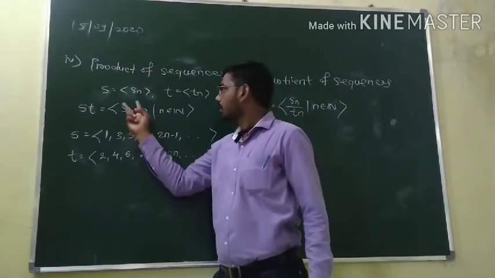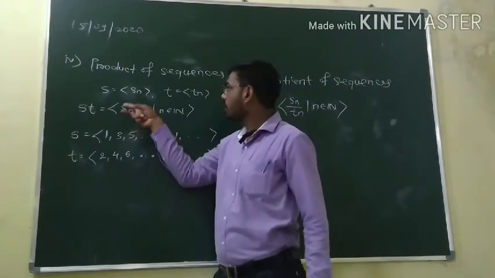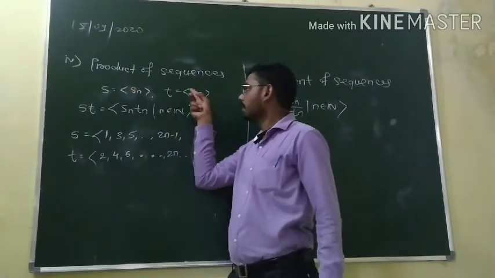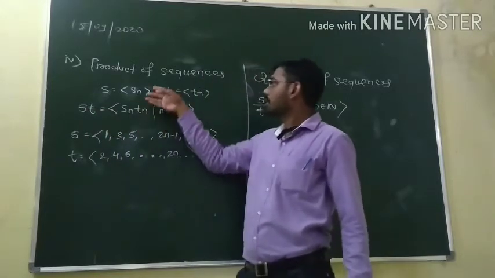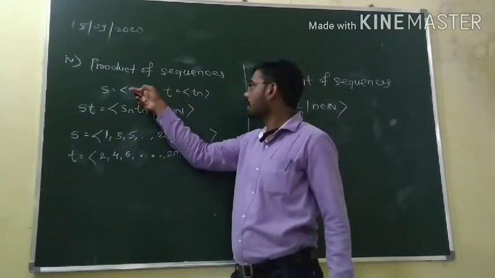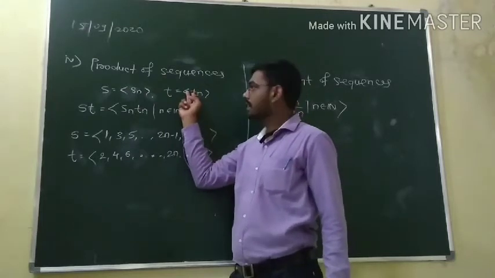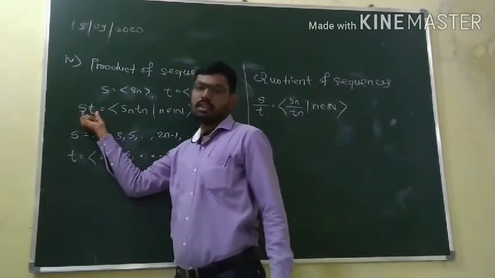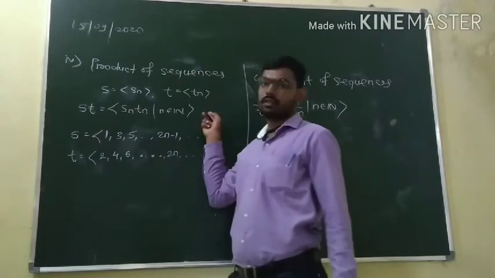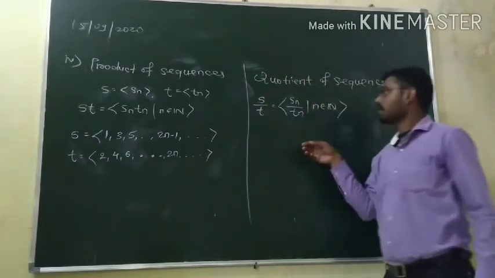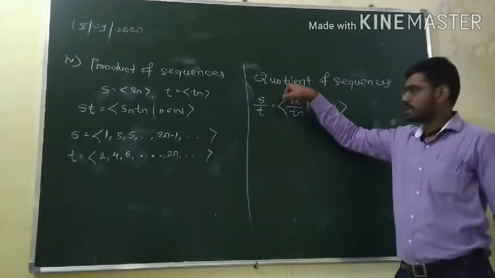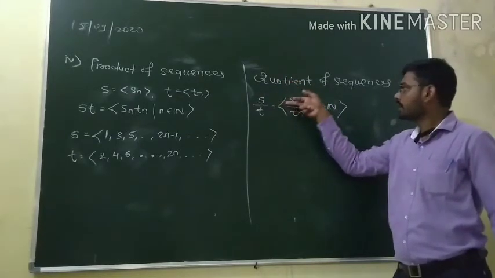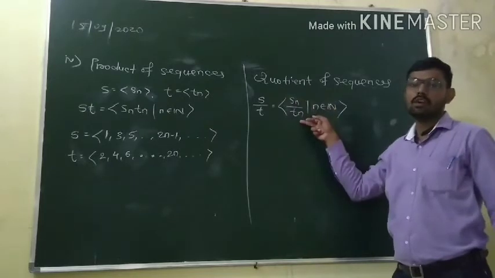Okay. So the product of sequences: the first term of the product is the product of the first term of S and the first term of T, that is, the first term of S into T. Just multiply component-wise. Similarly for the other terms. And in a similar pattern, the division or quotient of sequence S by T is nothing but again component-wise division of elements.